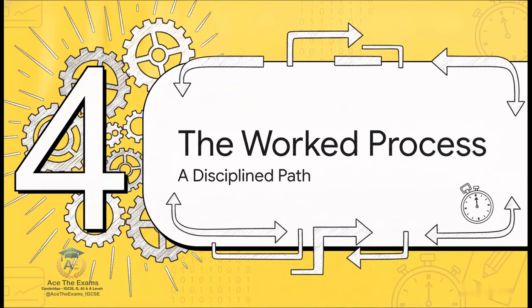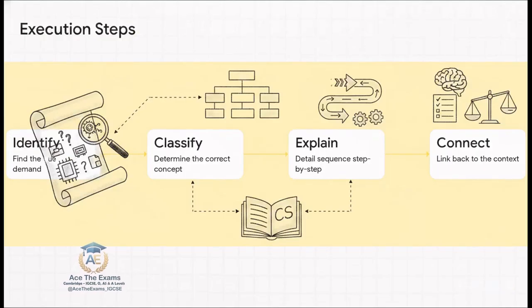All right, let's jump straight into Section 4, the worked process, a disciplined path. Let's completely break down the tactical, step-by-step process for executing an answer when that exam clock is aggressively ticking down. Here is your ultimate blueprint for success. Step 1. Identify the demand of the question. You have to decode the command word.